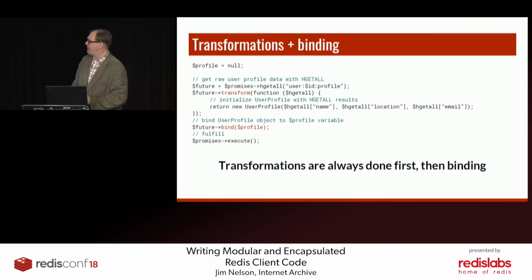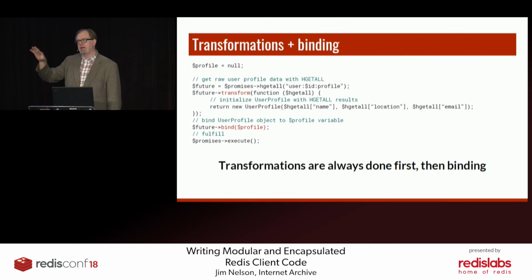And so this combines pretty well together. Here's an example where the transformation is being done, much as we've talked about before, to take an HGETALL, which is returning several fields and values, initializing an object, and then binding that object directly to the variable that you want to store it in. Transformations, there's an ordering here that's important. Transformations always occur first, transformations always occur in registration order, and binding is done last. So that way the bound variable is always the final result of all the transformations.